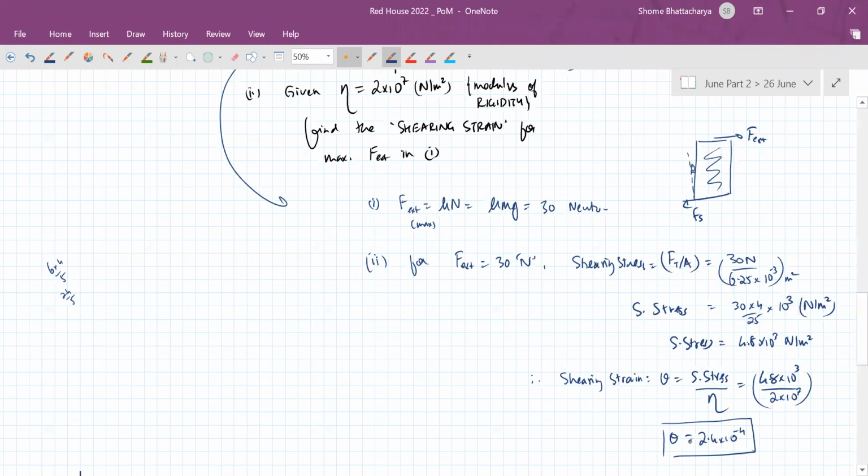So this angle that we get over here, by which it bends, this angle, remember, is in radians. It's not in degrees, it's in radians, because it's the ratio of that x by L, tan theta kind of thing actually.